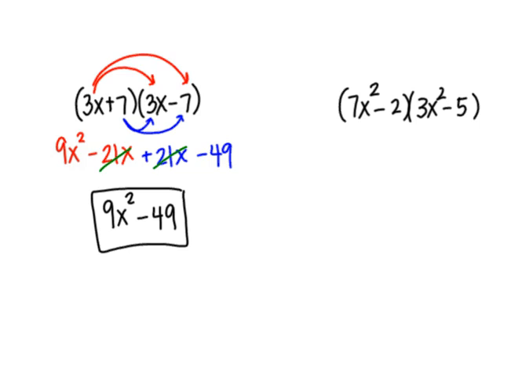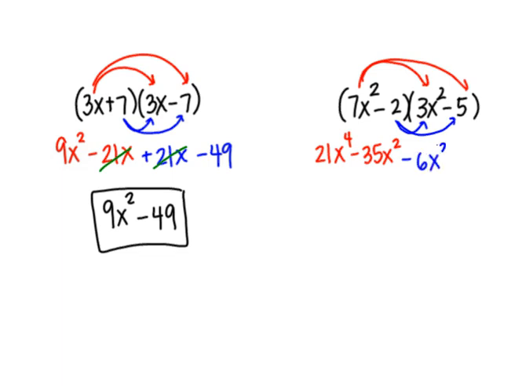Our next problem is 7x squared minus 2 times 3x squared minus 5. I'm going to distribute the 7x squared through. So this gives me 21x to the fourth minus 35x to the second. Picking back up with the 2, we would get a negative 6x squared, and two negatives make a positive 10.